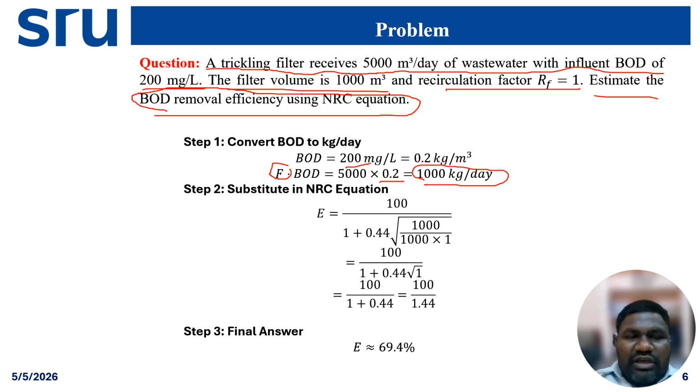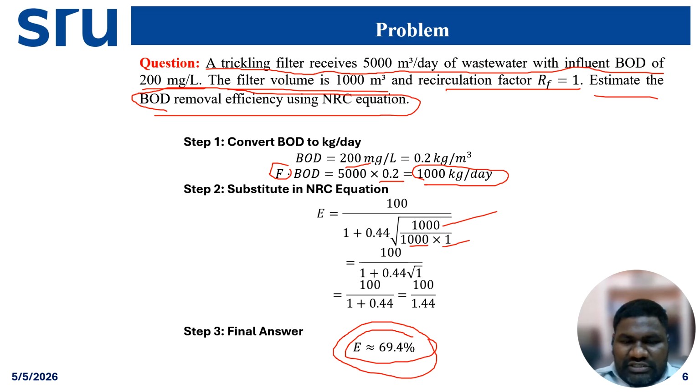Then the equation: efficiency equal to 100 divided by 1 plus 0.44 square root of F into BOD, which is 1000, divided by volume multiplied with the recirculation factor RF equal to 1. Everything will be substituted. So finally the efficiency will be 69.4 percentage. So the BOD removal is around 69 percentage.